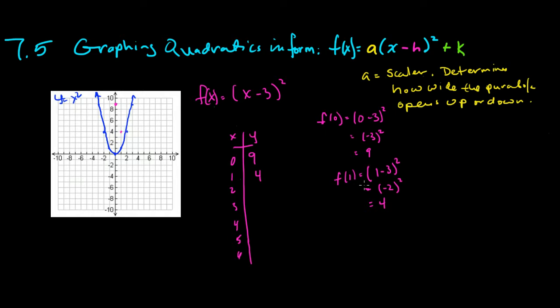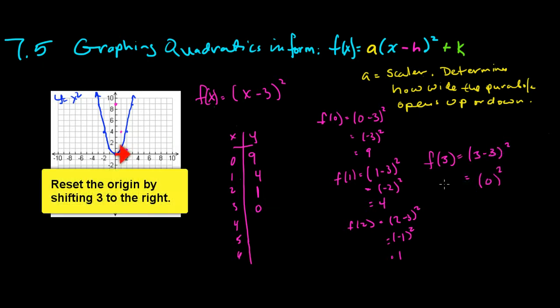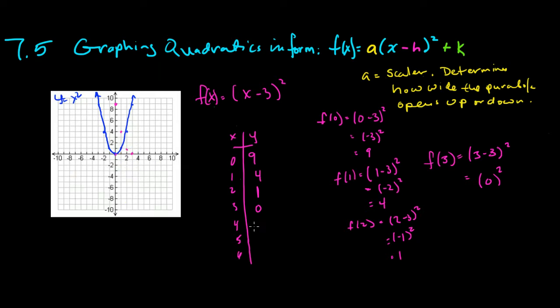Let's keep going. Let's try the f of 2 now. The f of 2 means 2 minus 3 quantity squared, or negative 1 quantity squared, which is the same thing as saying 1. So when x is 2, y is 1. Okay. F of 3 is 3 minus 3 squared. Now here we have an interesting situation. When x is 3, y is 0.